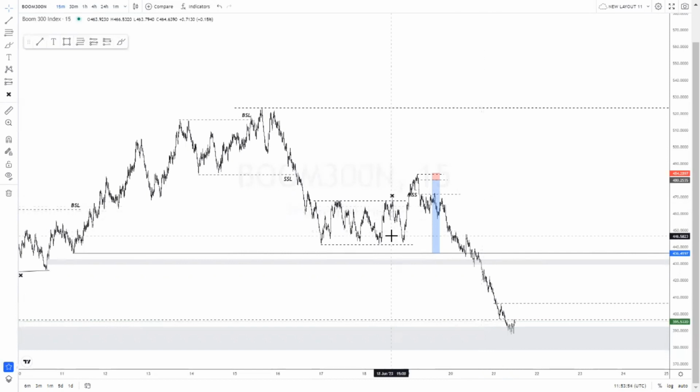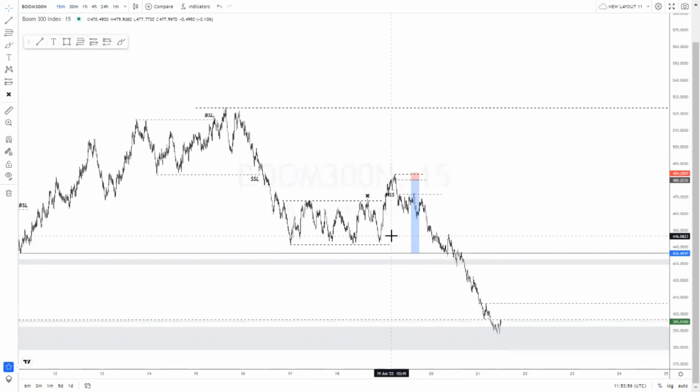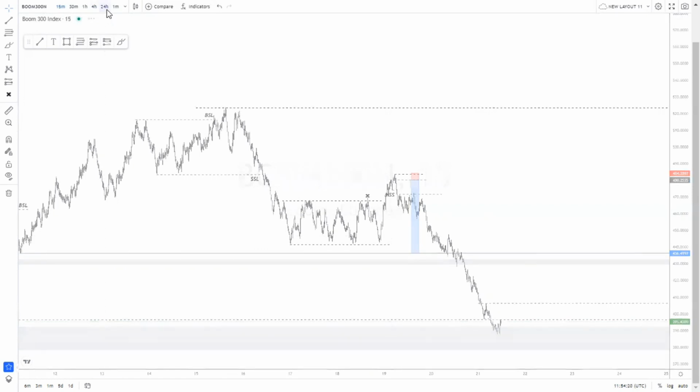All right. Now the last thing I talked about was price action. So now I want to break down this chart. I want to analyze Boom 300 now. So you're going to see how I apply everything from the daily time frame, bringing it down to the lower time frame, which is usually called top down analysis.